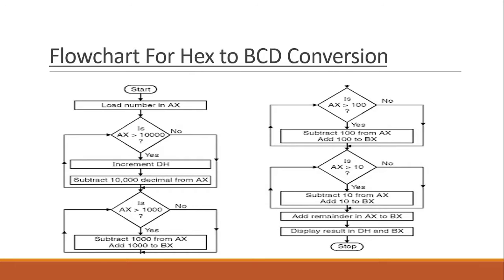Then we compare whether AX is greater than a certain number. If that condition is true, we increment DH and subtract some decimal amount from AX. Accordingly, similar patterns are shown in the flow diagram until we add the remainder in AX to BX, which gives us the result in BX, where the register BX then sets the value in AX and the result is displayed in DH and BX.